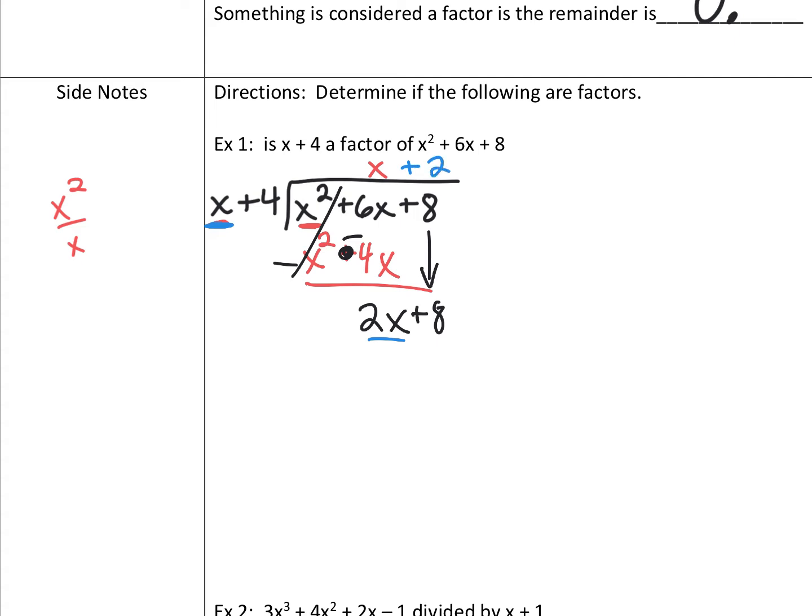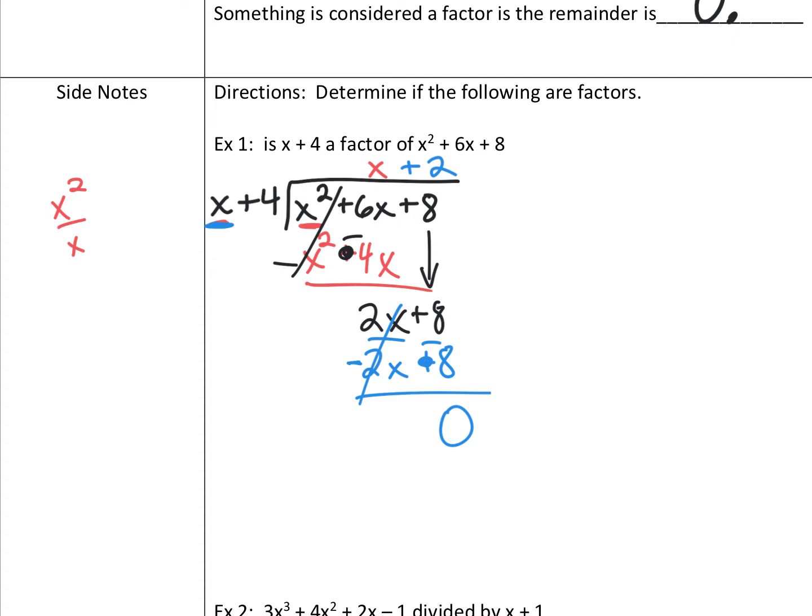Yeah. And then since he's up top, he gets multiplied by both terms in the divisor. So 2 times x is 2x, and 2 times 4 is 8. Not negative yet. It's still positive. Now we need to flip the signs and make it negative. Okay? So the 2x's will cancel, and 8 minus 8 also cancels to give me a remainder of 0.